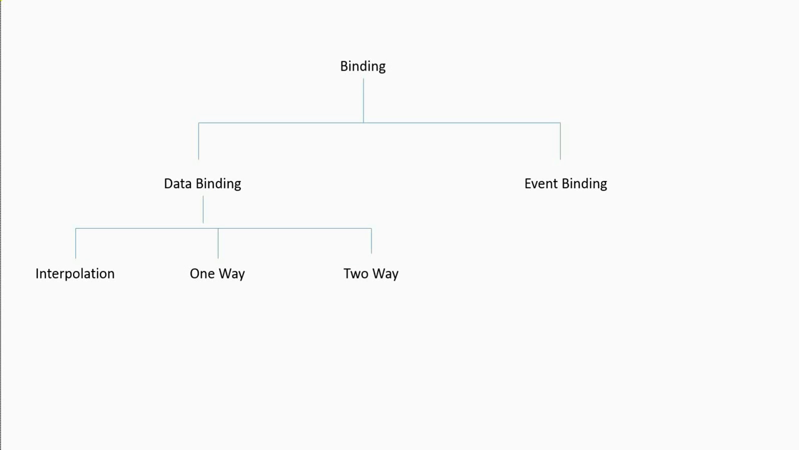Here I have classified binding into two parts, that is data binding and event binding, and data binding is again classified into three parts: interpolation, one-way binding, that is unidirectional, and two-way, that is bidirectional binding. Now let's take them one by one.